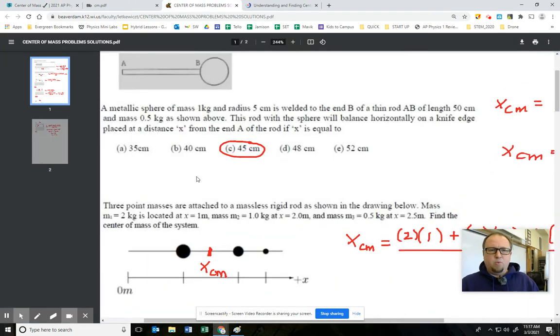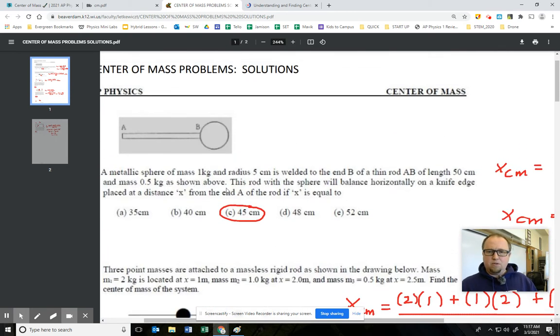Here is a good one. It has the answers written on it, so hopefully we get it right. A metallic sphere of mass 1 kilogram and radius of 5 centimeters is welded to the end of a thin rod that is 50 centimeters long and has a mass of 0.5 kilograms. So the sphere is 1 kilogram and the rod has a mass of 0.5 kilograms. There's just our information. We're just getting started.